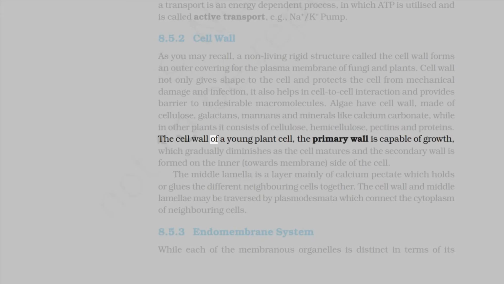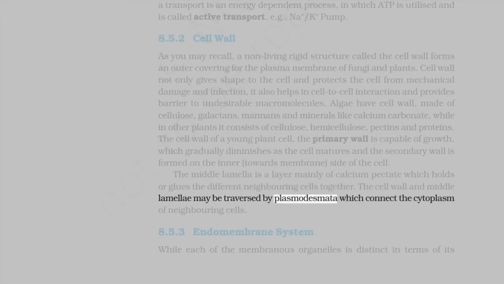The cell wall of a young plant cell, the primary wall, is capable of growth, which gradually diminishes as the cell matures, and the secondary wall is formed on the inner, towards membrane, side of the cell. The middle lamella is a layer mainly of calcium pectate which holds or glues the different neighboring cells together. The cell wall and middle lamellae may be traversed by plasmodesmata which connect the cytoplasm of neighboring cells.